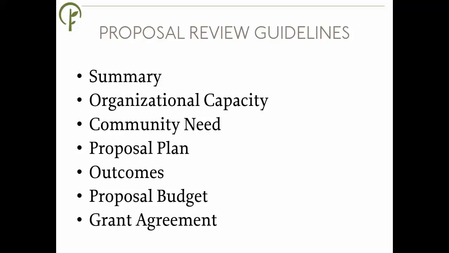The next tab is organizational capacity. This has questions in it that help explain whether the organization has the capacity to carry out the project. Makes sense, right? So on that particular tab, that has what I call standard scoring. There's no weighting to that particular category.